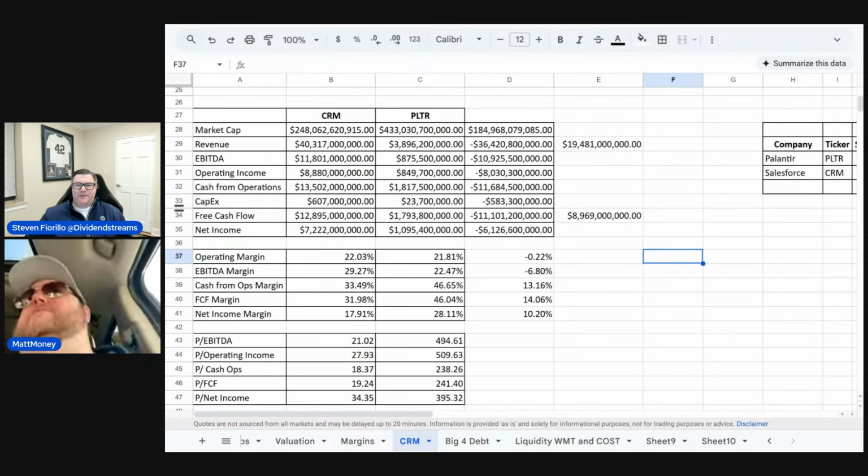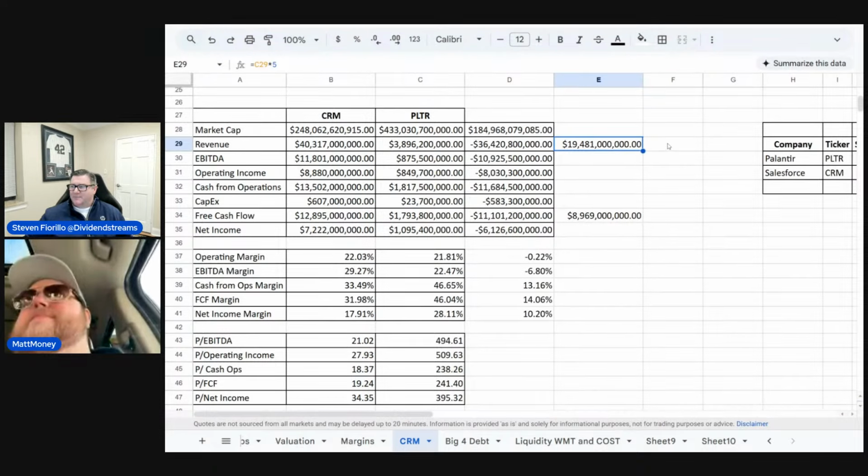And so Matt, think about this. You just said next 10 years. If Palantir was to 5x their revenue, they would add 19.48 billion in revenue from here. So let's say they get to 20 billion. We'll just make it 20 billion.